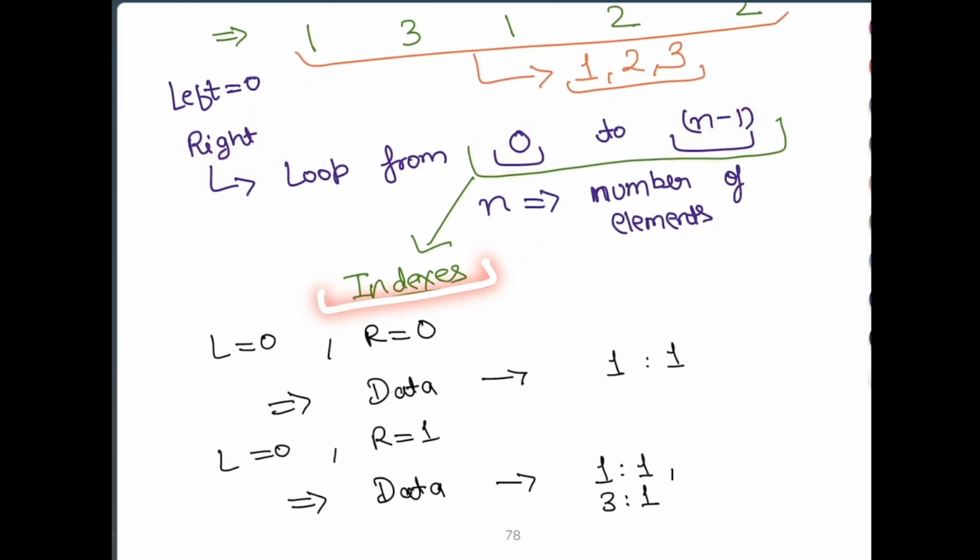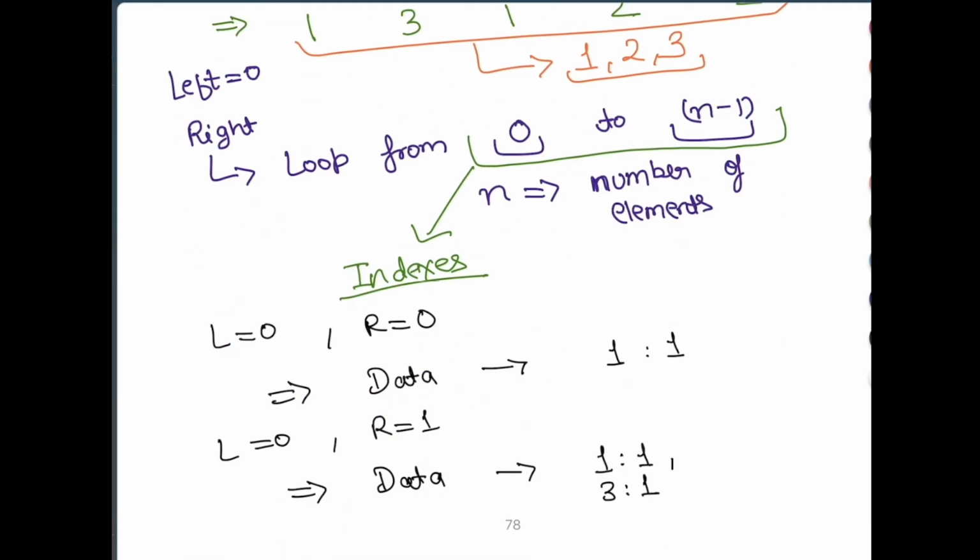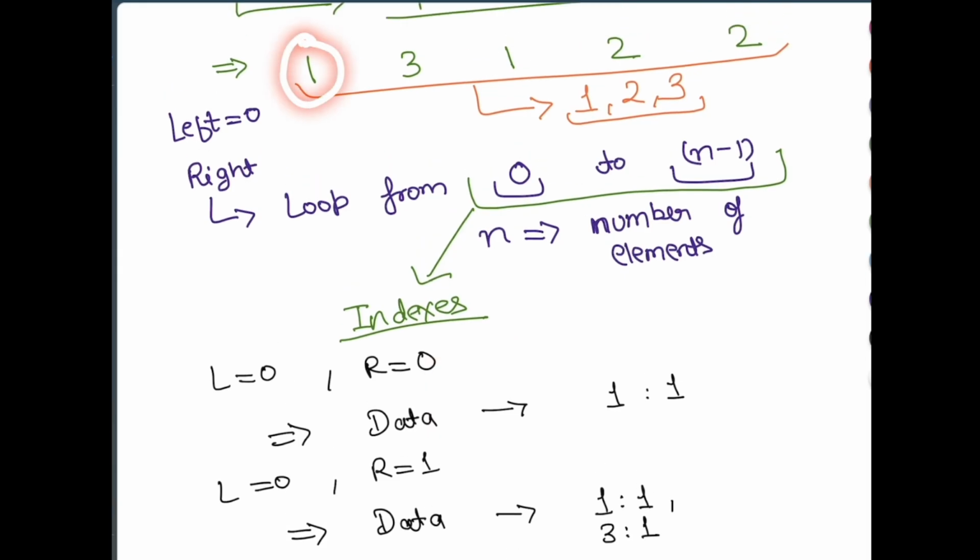First of all, left is at 0 and right is at 0. So left and right are pointing to the same element, that is 1. At this point, I will create a data structure, which is actually a map. In this mapping, we are going to store the element which we see and its count, that is, how many times I have seen this element from left to right, that is from 0 to 0.